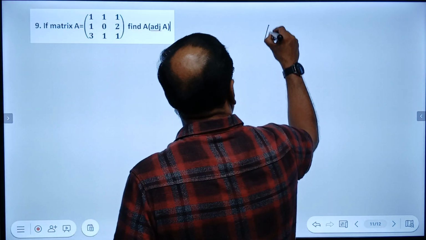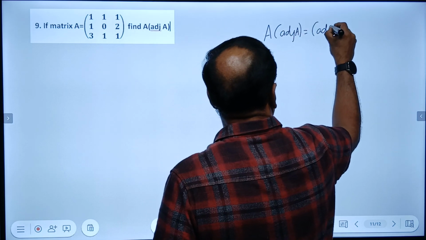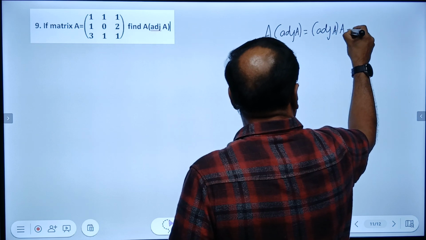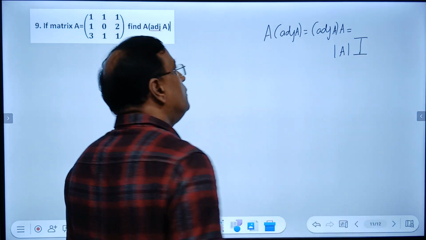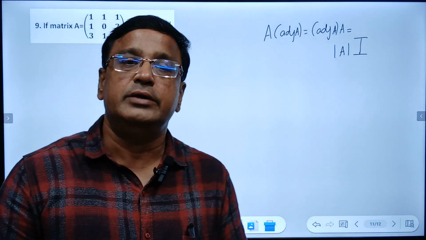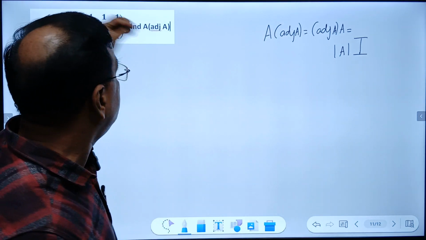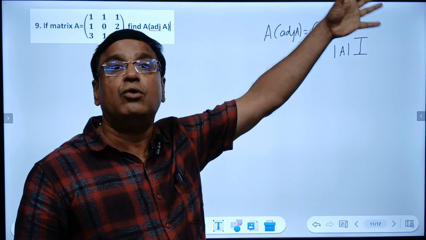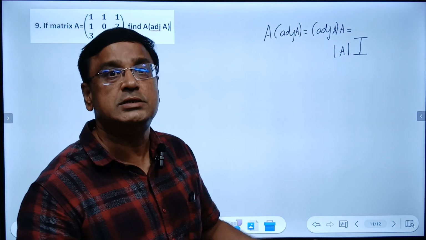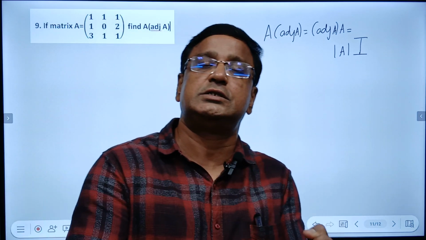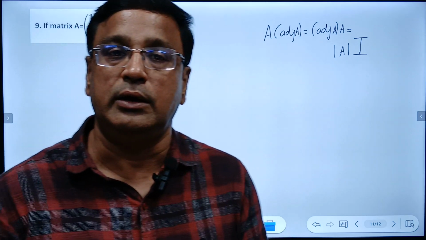The formula is A into adjoint of A is the same as adjoint of A into A, equal to determinant A into I. This is the formula. So generally what students do when they get this question, they find adjoint of A. How do they find adjoint of A? They find cofactors and all that. Then finally they multiply by A and they get the answer, but so much time is wasted. This is just a 1 mark question. If you know this formula that A into adjoint of A is determinant A into I, your job is done, isn't it?